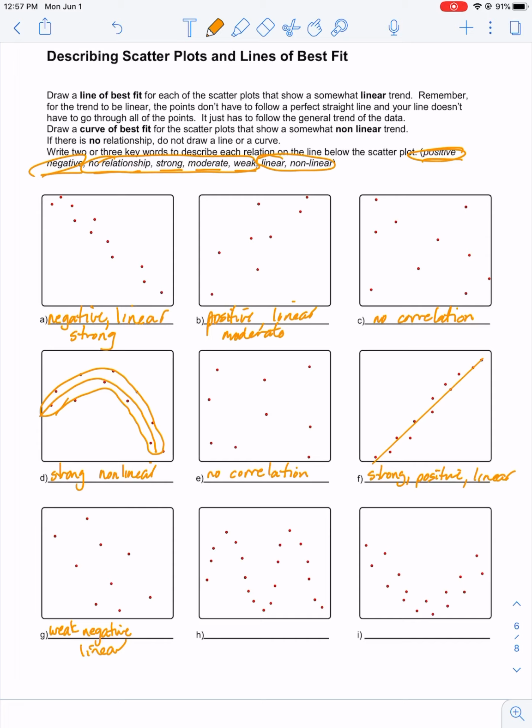I see a straight line falling down this way, and there's my oval. This one is non-linear, and it is very strong. I'm not going to say positive or negative because sometimes it rises and sometimes it falls. And then this one, I'm going to say strong and non-linear. Again, I'm not going to say positive or negative because sometimes it falls and sometimes it rises.